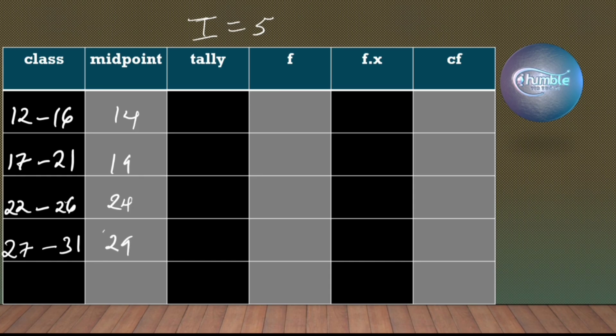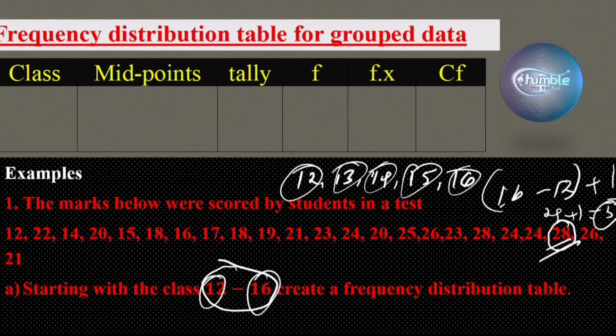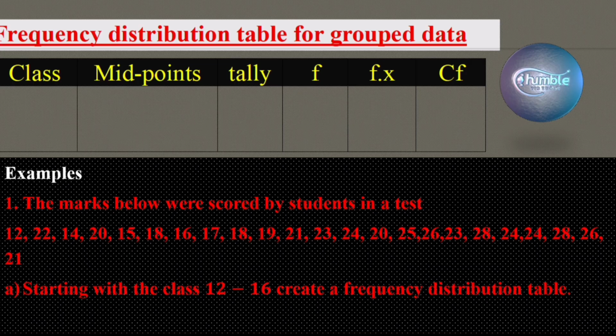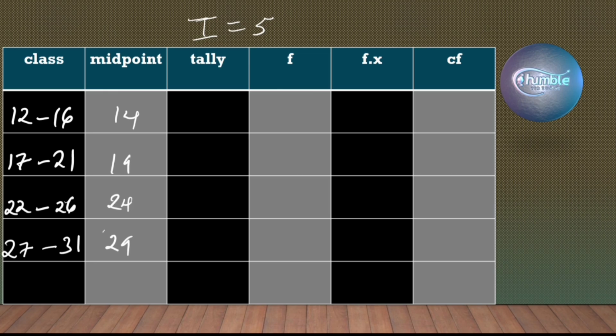So this is 29. And then the tally we are going to get from the original scores that you are given, by determining how many values fall between 12 and 16. Let us see. We had values here, 12 to 16. How many scores are inside there? The first one is here, 1, 2, 3, 4. There's not any other, so we have 4 scores. So the tally will be 1, 2, 3, 4, and the frequency is 4.